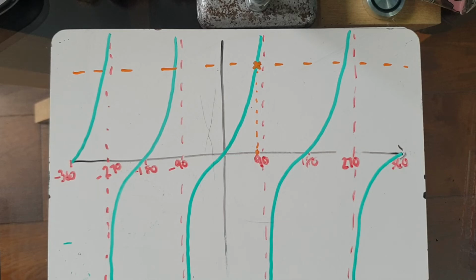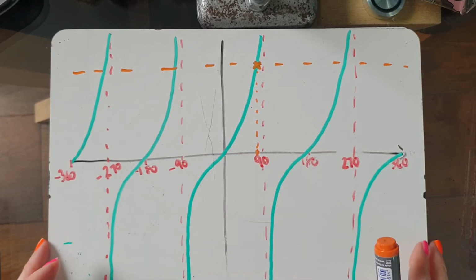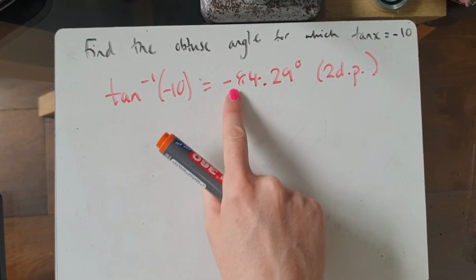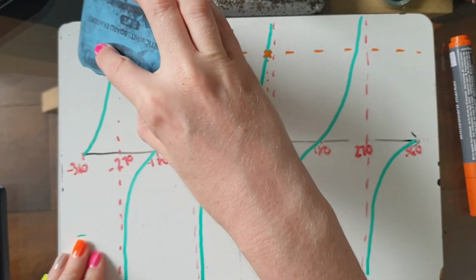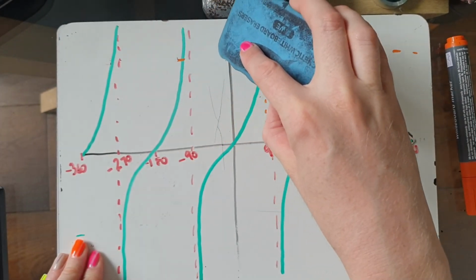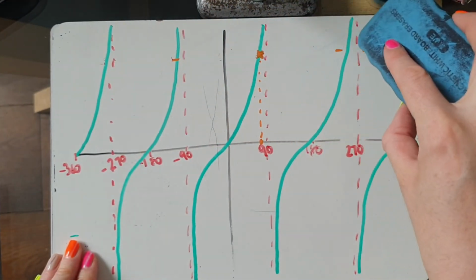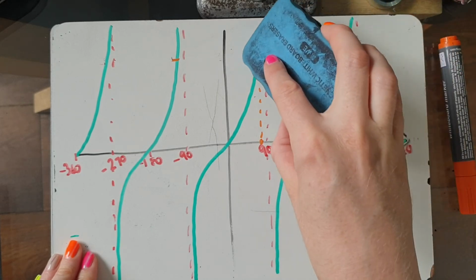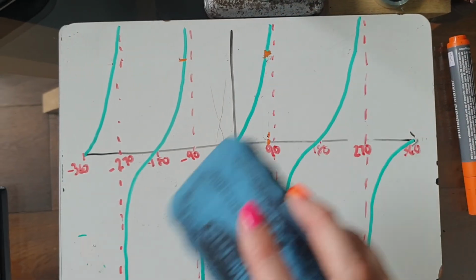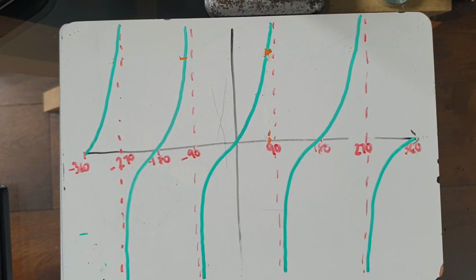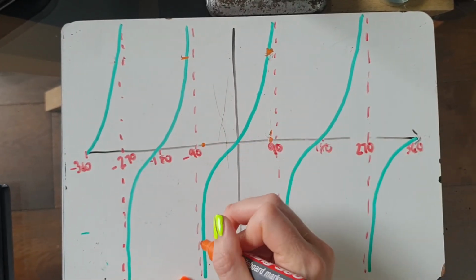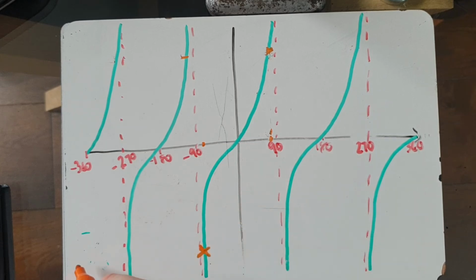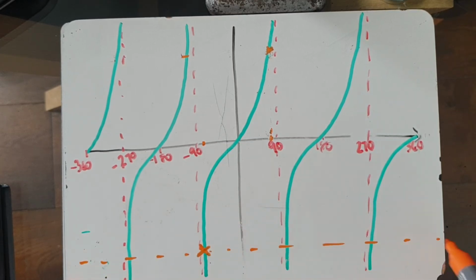Oh, what have I done wrong, everyone? That's a -84.29, so let's ignore the orange line I've just drawn. And draw it in the right place, shall we? Right, -84.29, so about here. So let's save that, so it's all of these values.